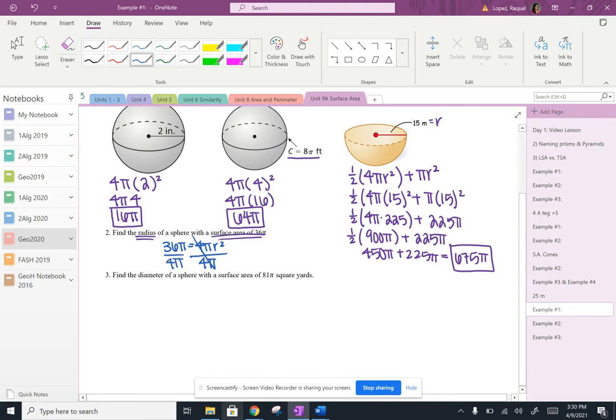So 36 divided by 4 is going to give us 9. What's nice is our pi's cancel out. So I have 9 equals r squared. Take the square root of both sides. So I get 3 as my radius.